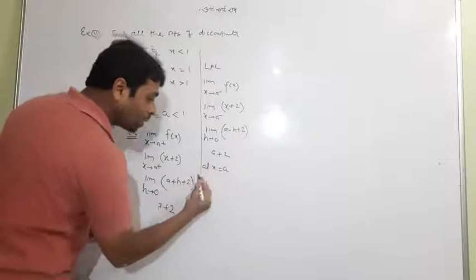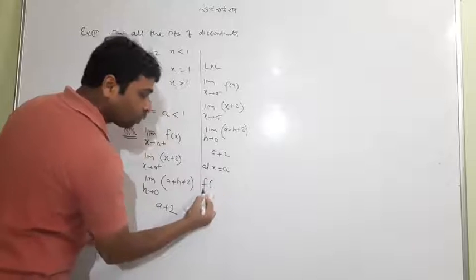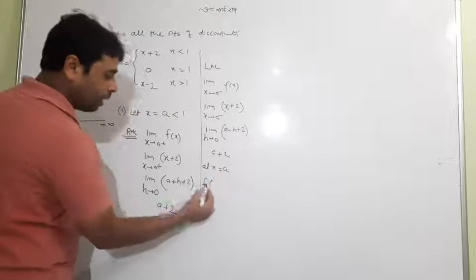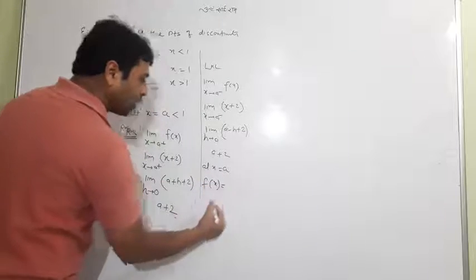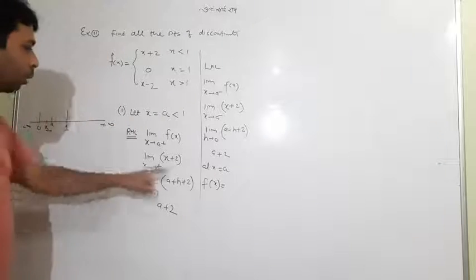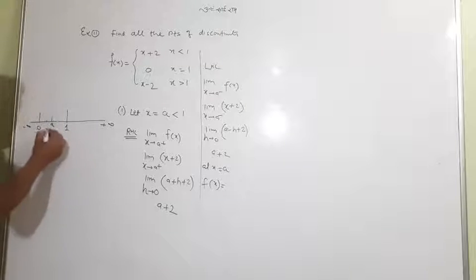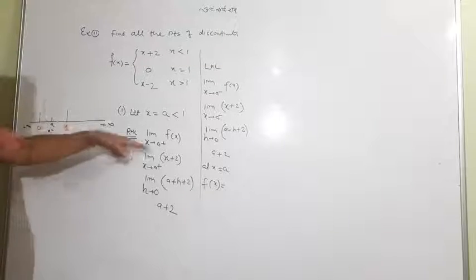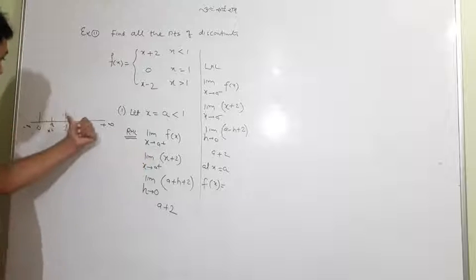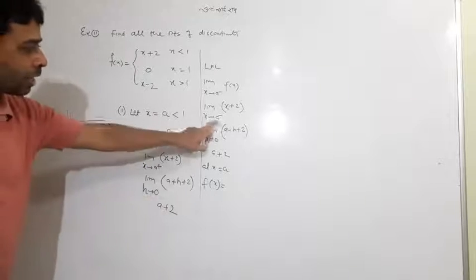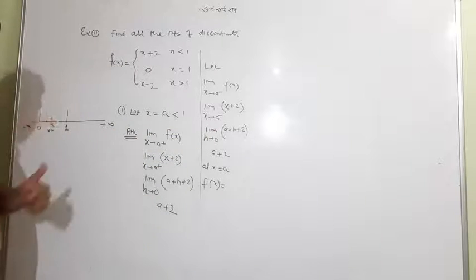So if I ask you what is f of a, I would say x equal to a. Look at x equal to a, which is the point here. First, x tends to a plus, when x was coming to a from the right side. Second, x tends to a minus, when x was coming from the left side.